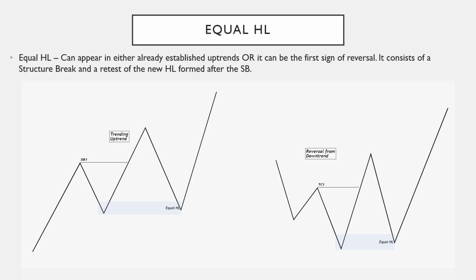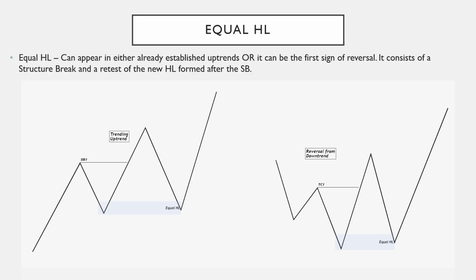So pretty much an equal high low can appear in either already established uptrends, or it can be the first sign for a potential reversal. Okay, and this also perfectly resonates with the trend change formation, which is kind of a market structure shift pattern, which we're going to learn in the next few lectures. But this pattern is really powerful.